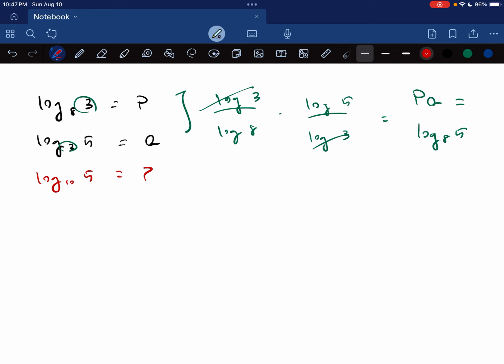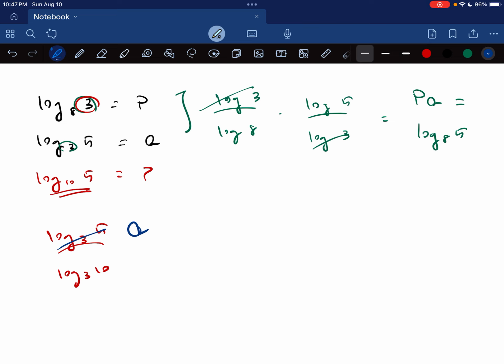Now we're going to go to the actual expression, log base 10 of 5. You can change this to base 3, just because I see a lot of 3s. You get log base 3 of 5 over log base 3 of 10, right? And bingo, you have this term actually. This is equal to q.